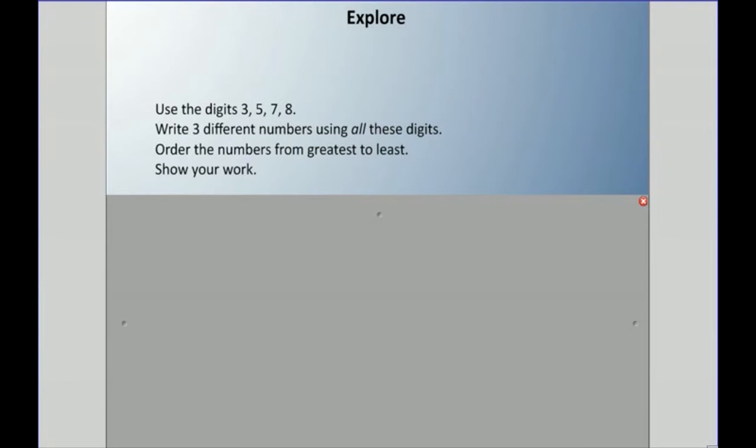All right, welcome back to our second lesson in the whole numbers unit. Just to get us started, we're going to get you to do a little bit of thinking here. I've got some digits I'd like you to think about: 3, 5, 7, and 8. I'd like you to think of 3 different numbers using all of those digits that you could write, and I'd like you to order those numbers from greatest to least. I'm going to say that again, from greatest to least. All right, try that out for a sec.